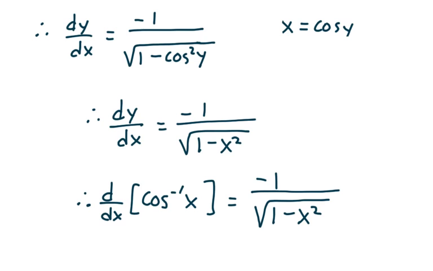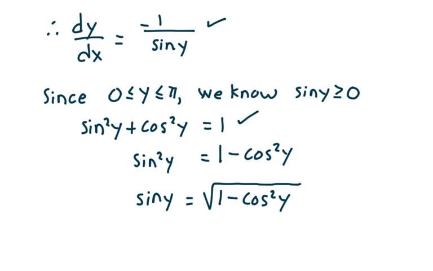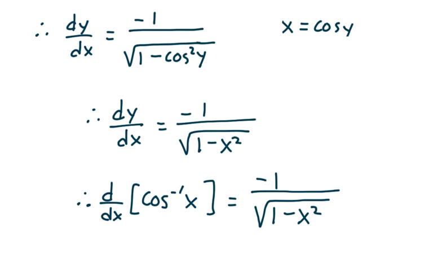So dy dx is negative 1 over the square root of 1 minus cosine squared y. And again, I just replaced sine of y with the square root of 1 minus cosine squared y. Now, x equals cosine y, so dy dx is negative 1 over the square root of 1 minus x squared. And we have thus shown that the derivative of arc cosine x with respect to x is negative 1 over the square root of 1 minus x squared.